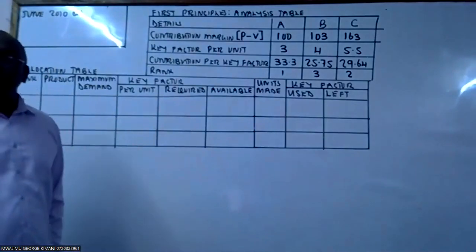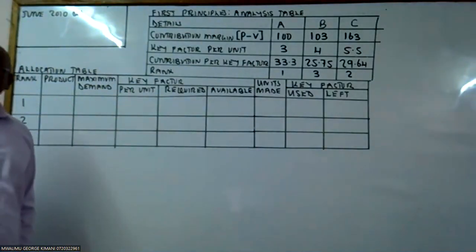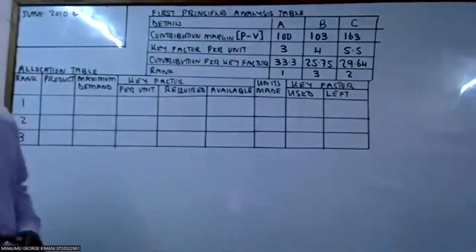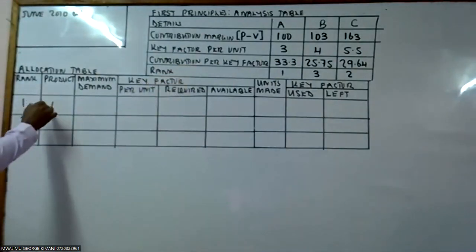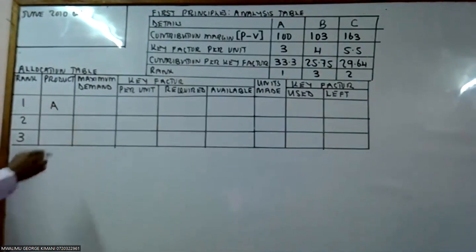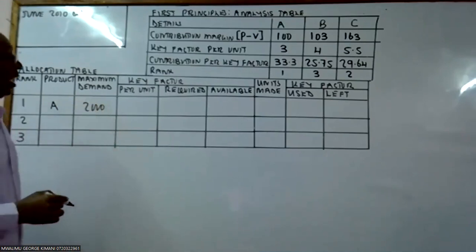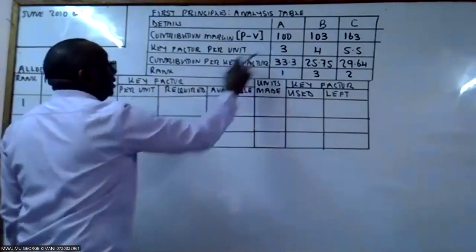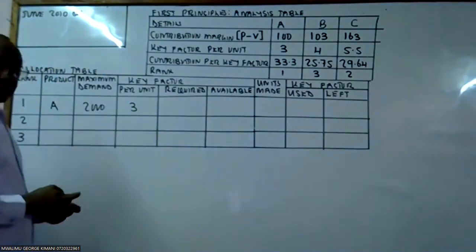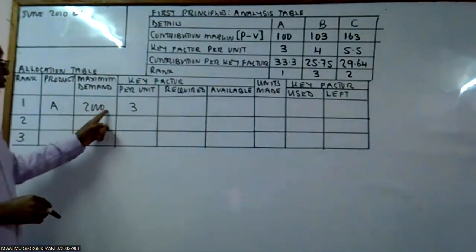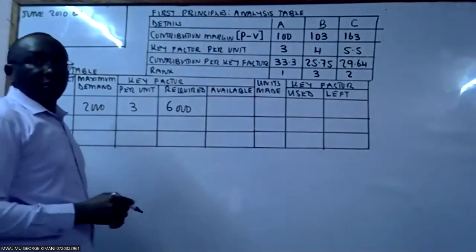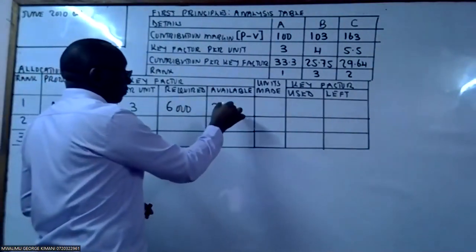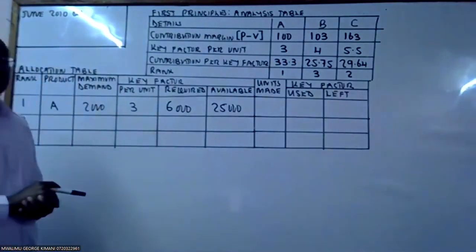Only one person is finished at that point. Okay, good. So this is how you argue. Number 1 is product A. The maximum demand for A, if you remember, was 2,000. And the key factor per unit for A is 3 hours. So the number of hours we require is 2,000 times 3, which is 6,000. But we have the available 25,000.